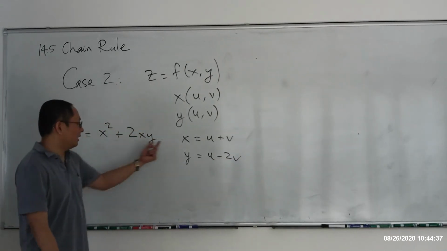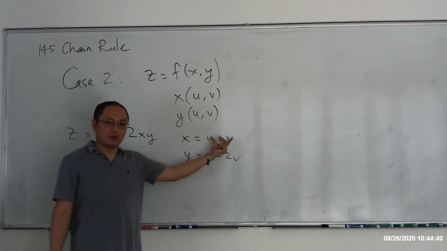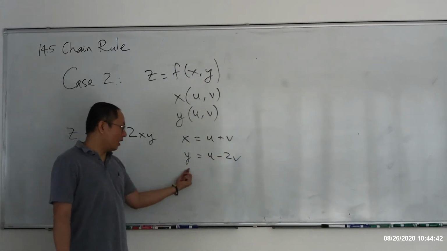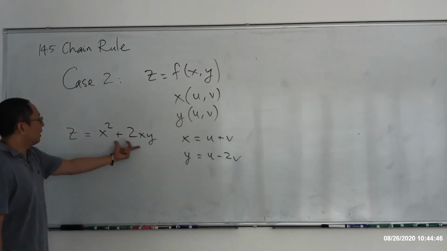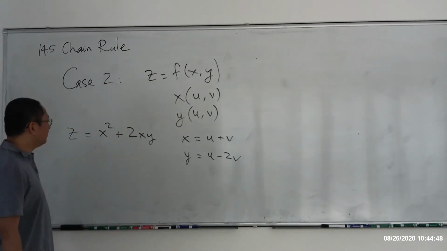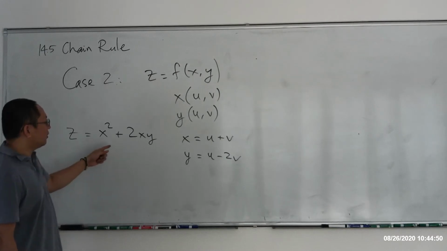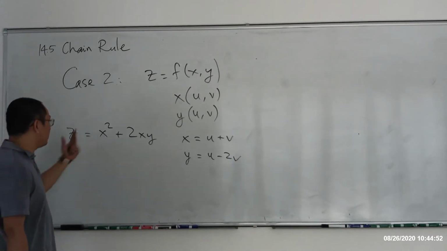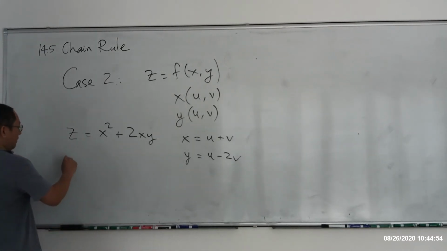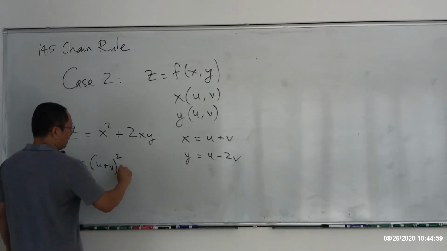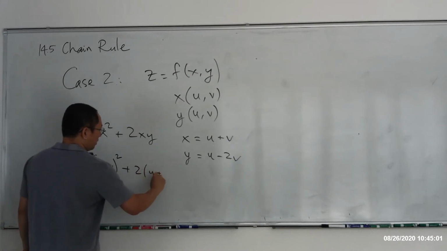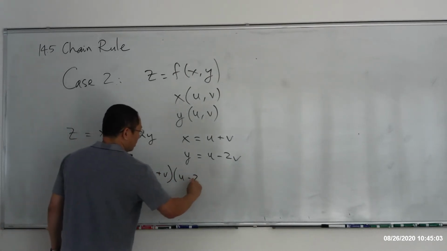So you see that x itself is a function of two variables, u and v. And y is also another function of two variables, u and v. So really, you can plug in x equal to u plus v and then y equal to u minus 2v, and you can differentiate right away. You can have z is equal to what? (u plus v) squared plus 2 times (u plus v) times (u minus 2v).